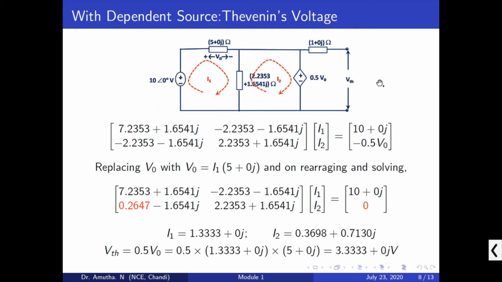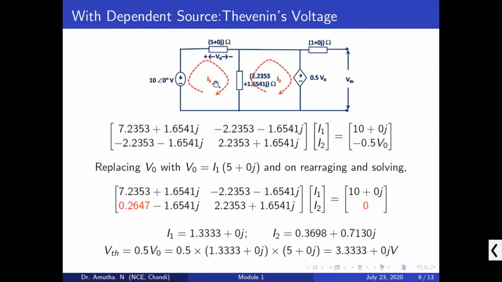So for that we are just removing this, and we are trying to find out the voltage on this particular circuit across this node. First we have considered, since there are two loops, two loop currents I1 and I2.